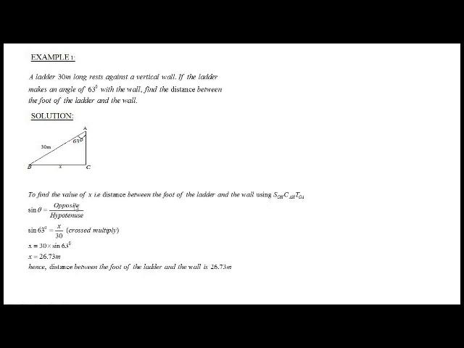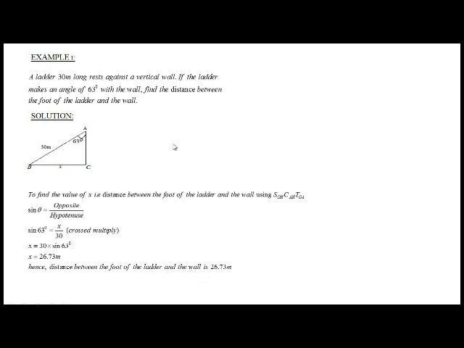So now, what is our opposite? The opposite is x, while the hypotenuse is 30. That is why we substitute, and the angle formed at angle A is what? 63 degrees. That simply means at this point, we're going to cross multiply. Then x will be equal to 30 multiplied by sine 63 degrees. And if we multiply 30 by sine 63 degrees, we're going to have 26.73 meters. So hence, the distance between the foot of the ladder and the wall is 26.73 meters.